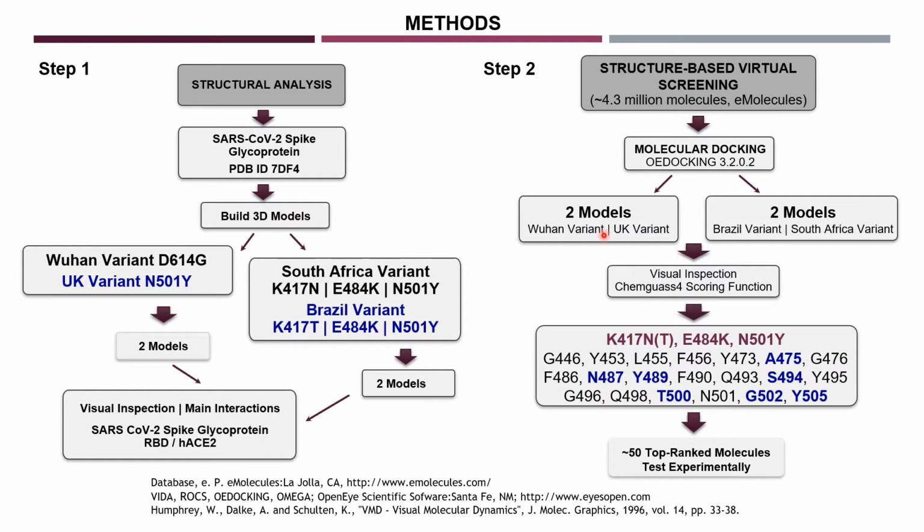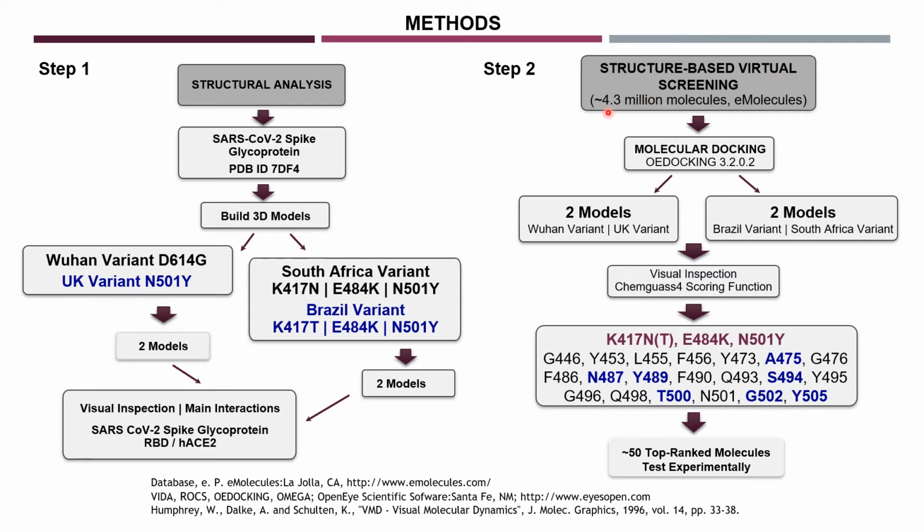The research was done in 2 different steps. The first step involved the structural analysis of SARS-CoV-2 spike glycoprotein in complex with ACE2, PDB-ID 7DF4. 3D models were built based on the available structure, PDB-ID 7DF4, for the 4 different variants at the time this research started: the D614G, the South Africa, the UK, and the Brazil variants. Visual inspection of these models was conducted to identify the main interaction between the SARS-CoV-2 spike glycoprotein receptor binding domain and ACE2.